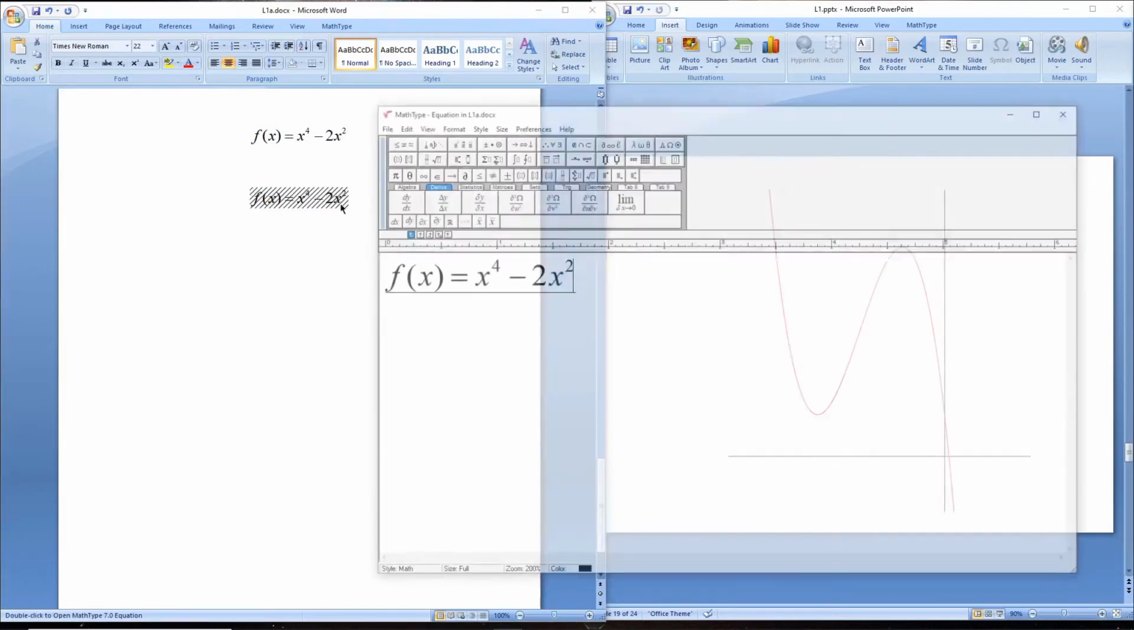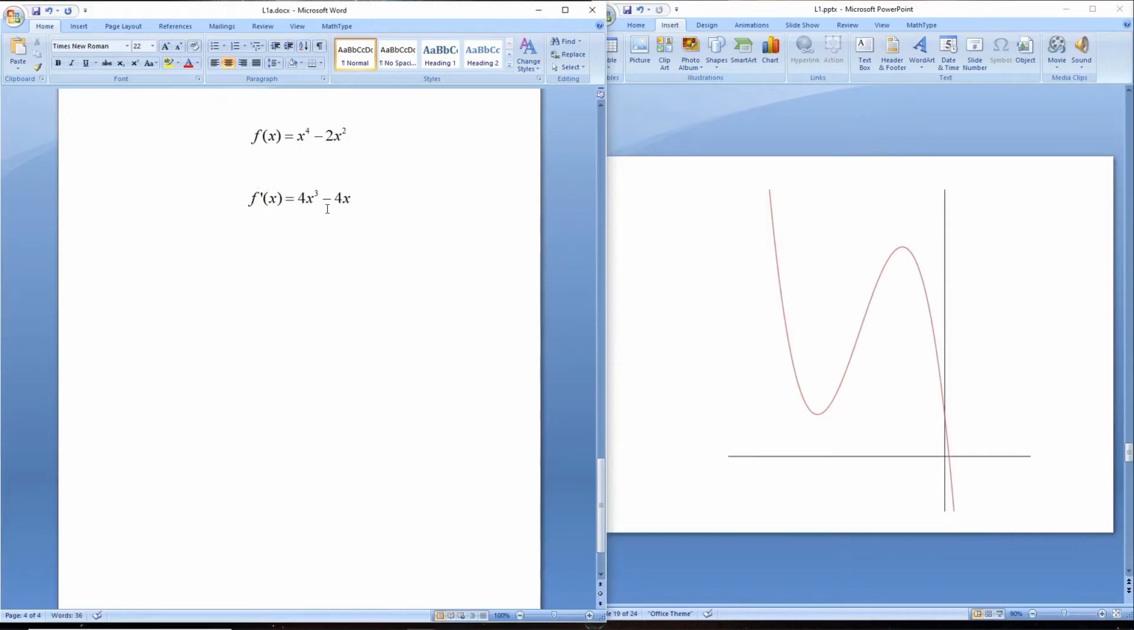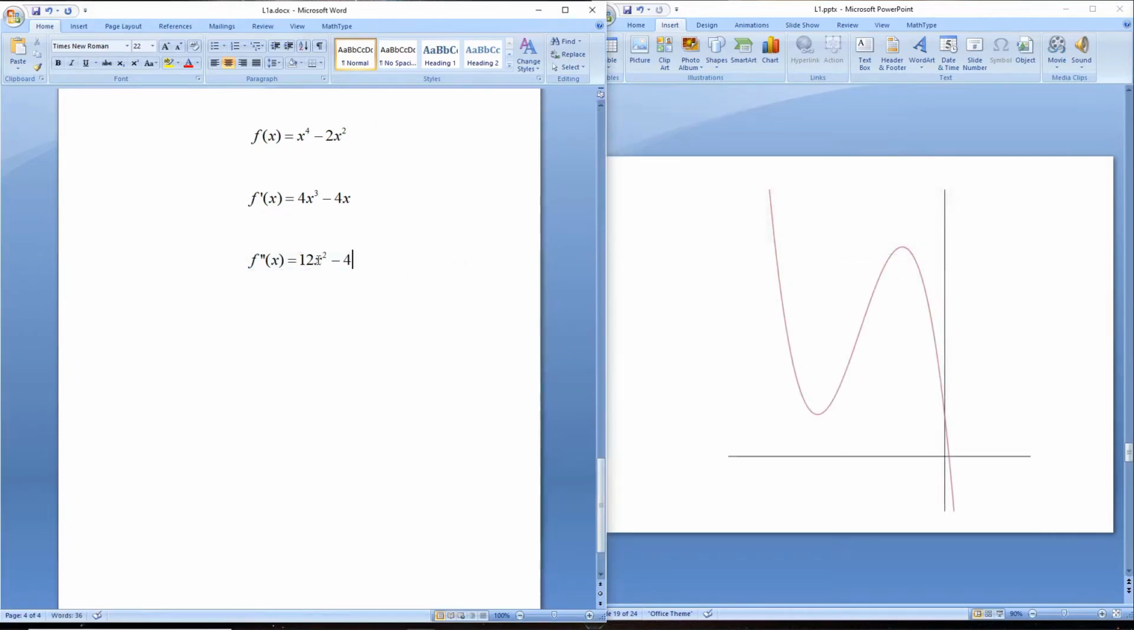So we need derivatives, and we'll do the first derivative. So x to the fourth is 4x cubed, and minus 2x squared is minus 4x. And there's our first derivative. No product rule needed. And then we'll do it again to get the second. So now we would have 12x squared minus 4. And there's our second derivative.